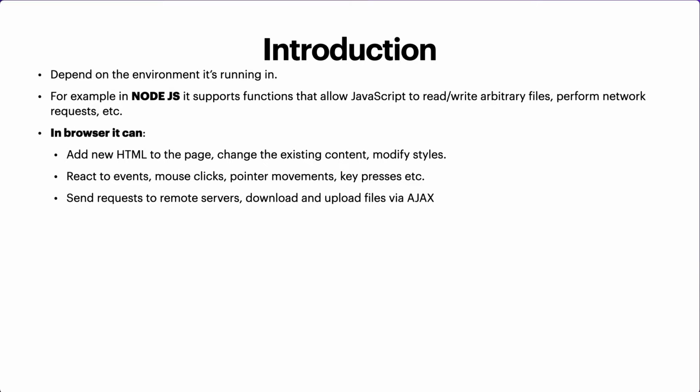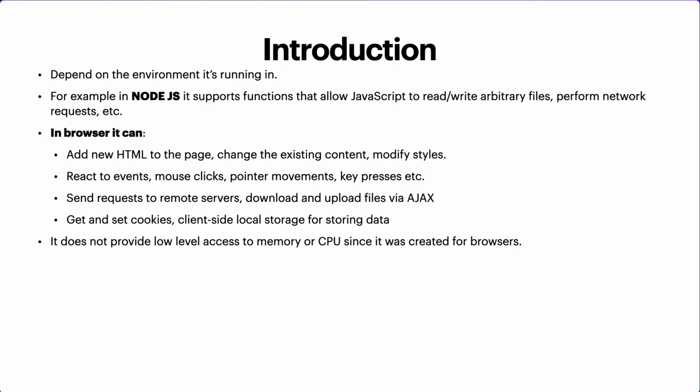But for now, we can just think about what JavaScript is capable of and what it can really do in the browser itself. It can get and set cookies, storing data on the client side, in the browser itself. What it cannot do is provide low-level access to the memory or CPU, since it was created for the browser. Just for safety purposes, when someone has Chrome or any browser installed, it doesn't give you any low-level access to the CPU of the machine so that you can manipulate or play along with it.